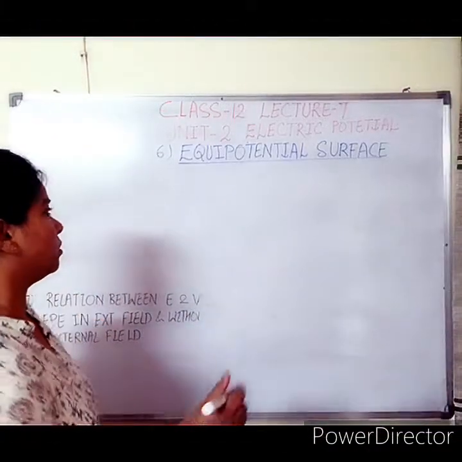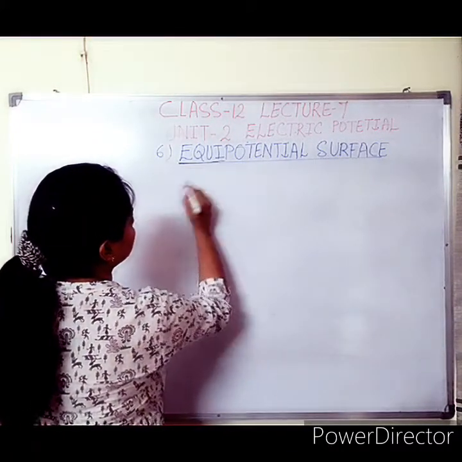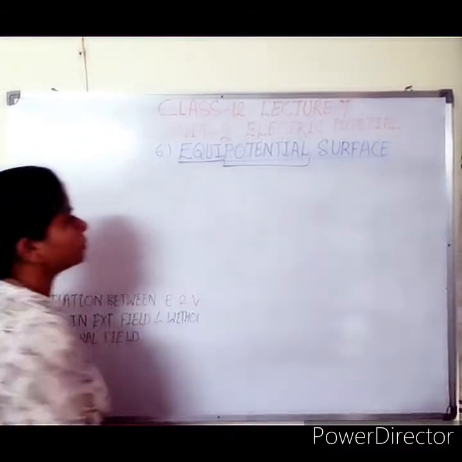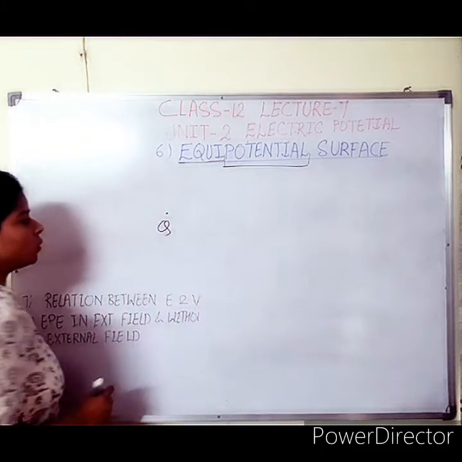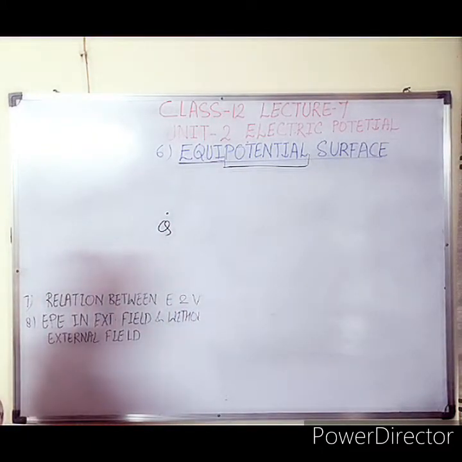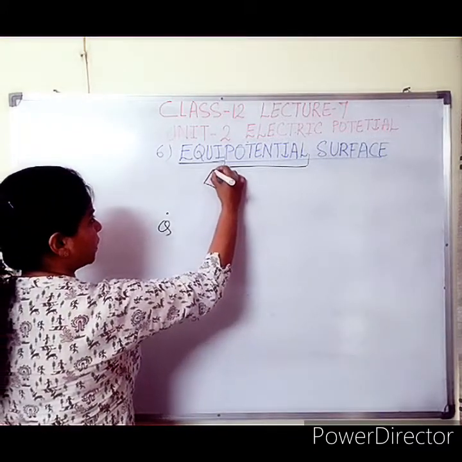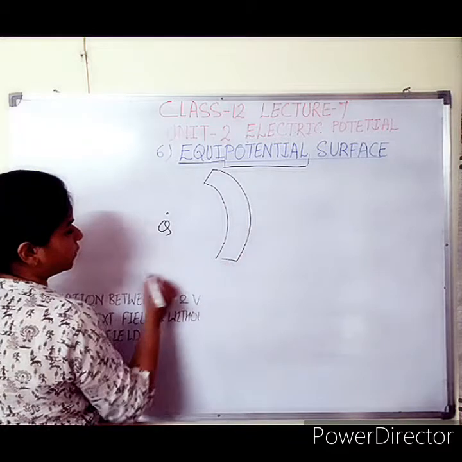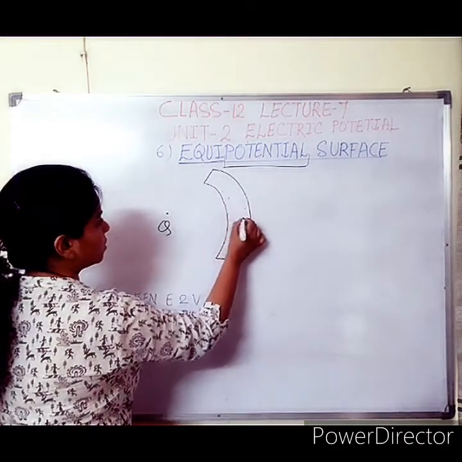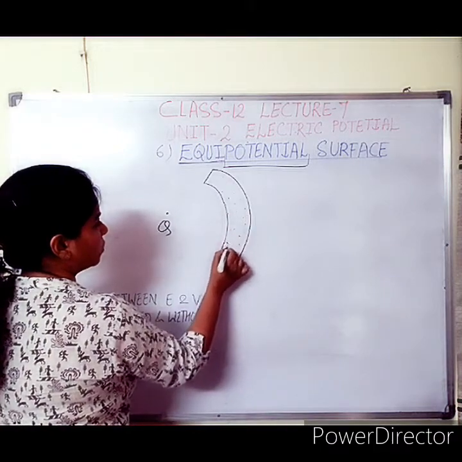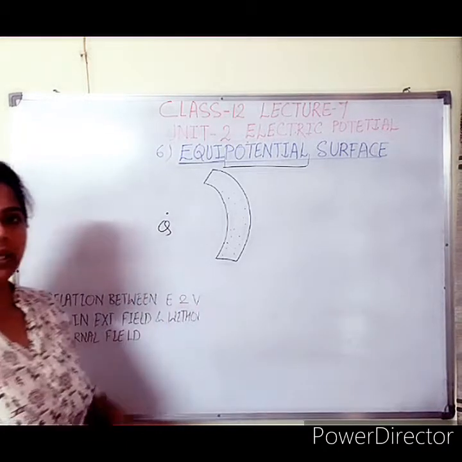Equipotential, you can just find out from this word only. Equi means equal, potential, surface. If there is a source charge Q, so in some specific situation, what happens is that if we are considering the three-dimensional space, there is a spherical surface, and over that spherical surface there are so many points. At all points, the potential value is same.